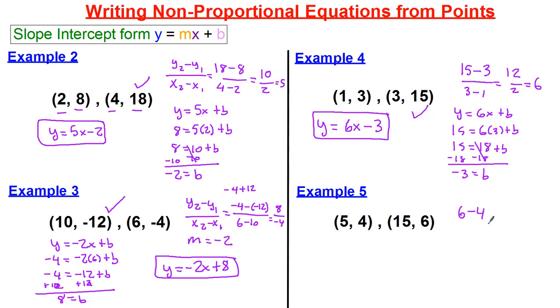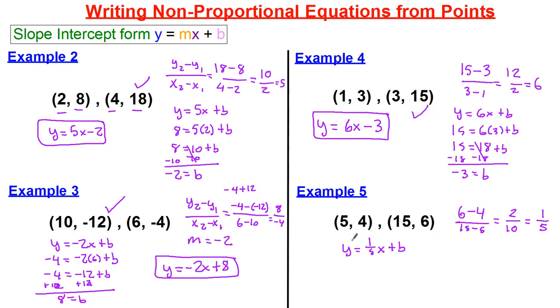6 minus 4 over 15 minus 5. 6 minus 4 is 2, 15 minus 5 is 10. Okay, so 2 over 10 is going to give me 1/5. Alright, so now you could turn that into a decimal if you want, but I'm just going to leave it as a fraction. Y equals 1/5 x plus b.